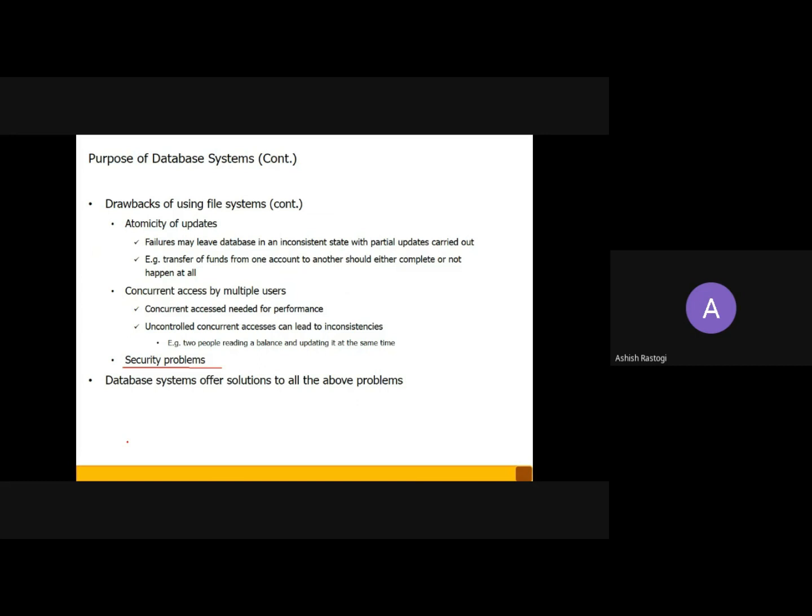Any point that you are not able to understand? Rutuja, Ankita? No, sir. Okay, that's good. Okay, Ansh. Fine. Okay.